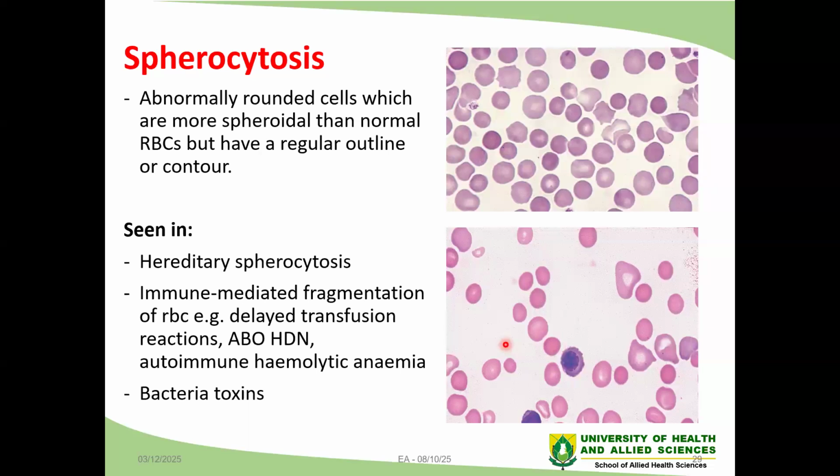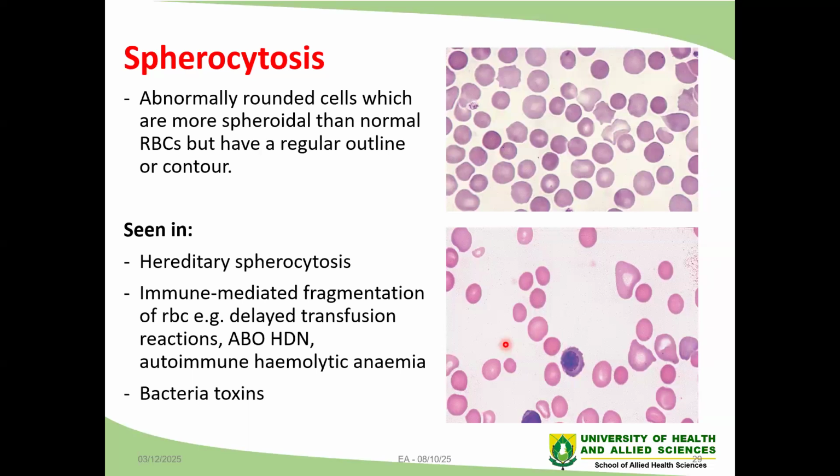So a spherocyte is a red cell that looks abnormally round. It is way rounder than a normal red cell. We know our red cells are supposed to be round, but these are abnormally round. And they have a very smooth and regular outline or contour. And you might find this happening in a condition which is hereditary. We call that hereditary spherocytosis.